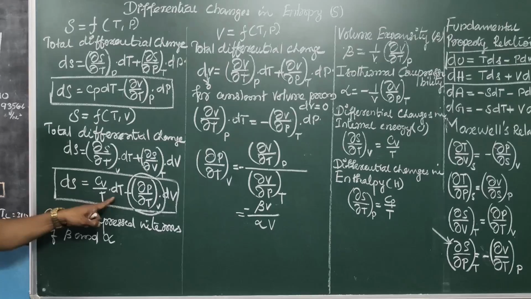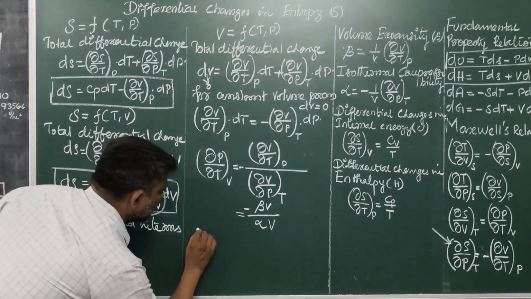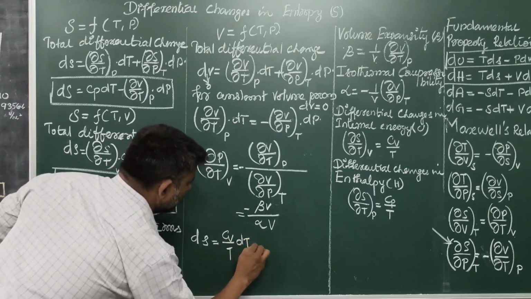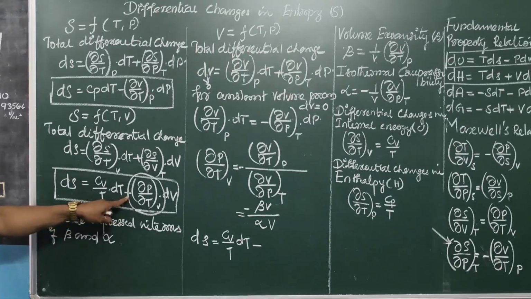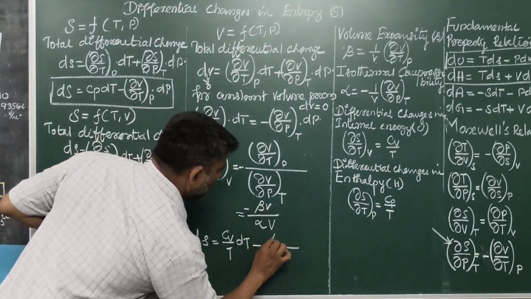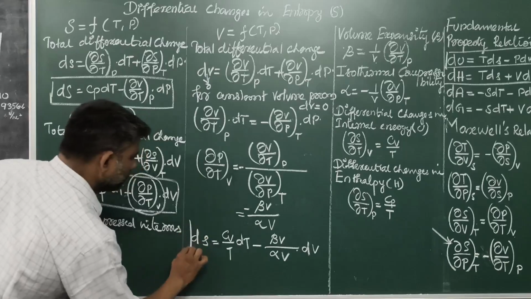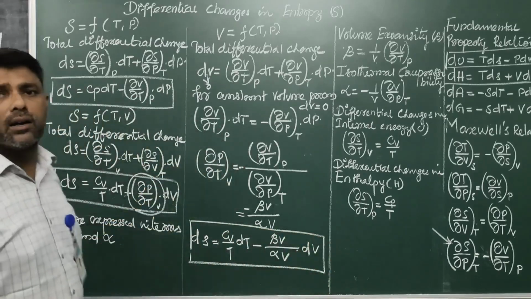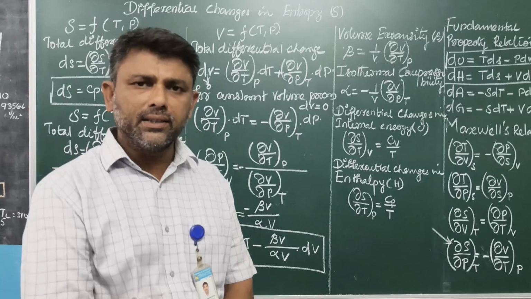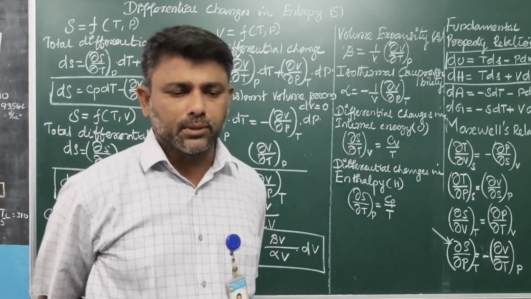Hence, this equation becomes the total differential changes in entropy: dS is equal to Cv by T into dT plus beta V divided by alpha V into dV. These expressions are very helpful to us to find the total differential changes in entropy of a simple compressible fluid or substance. Thank you.